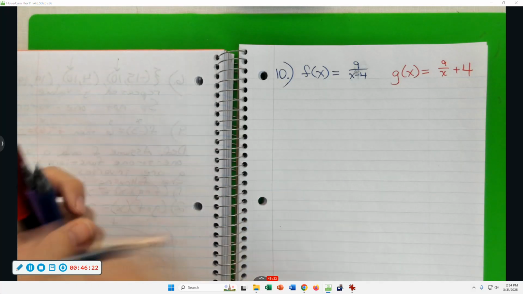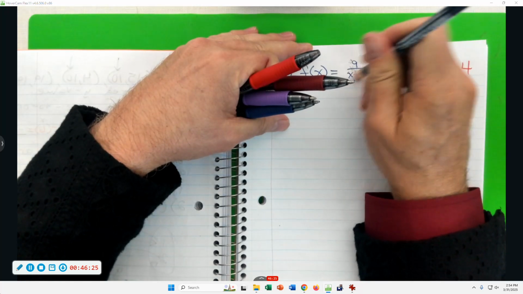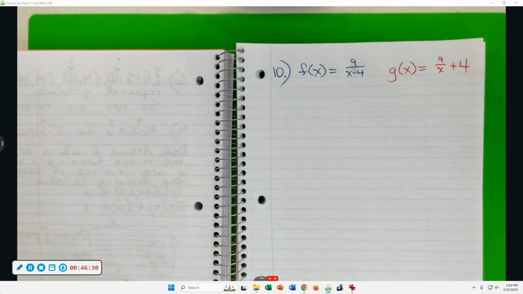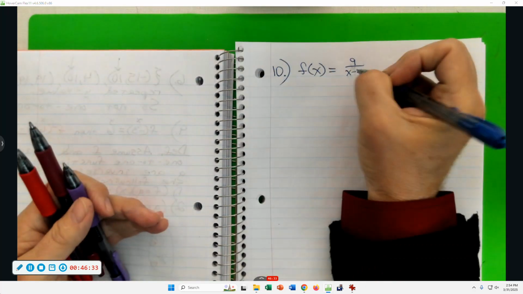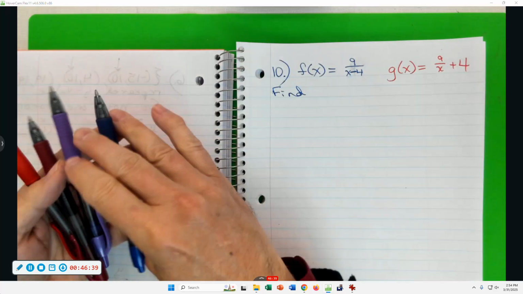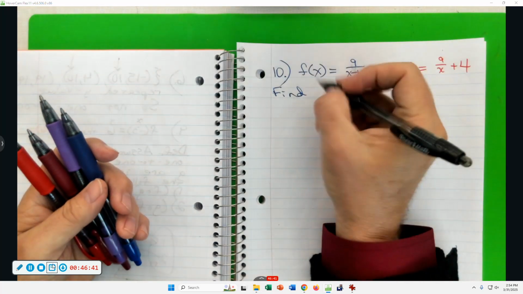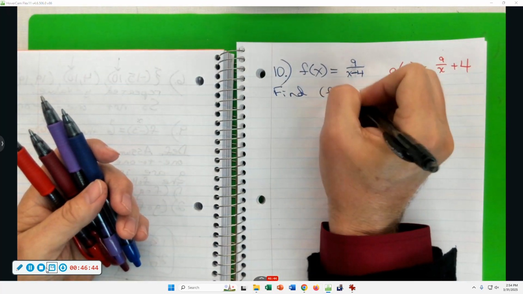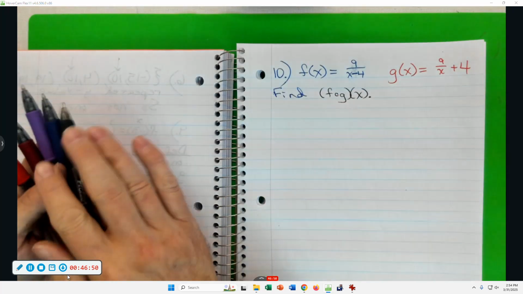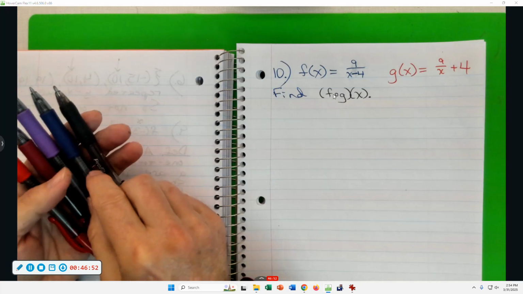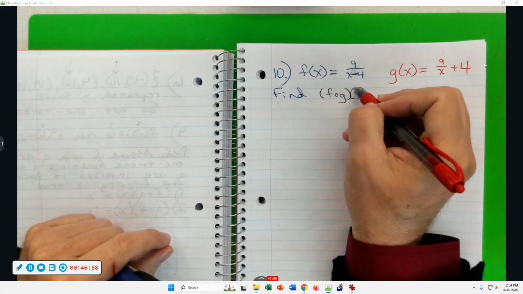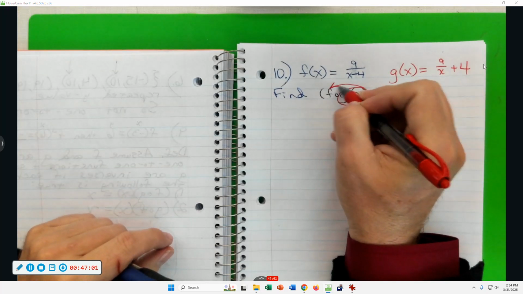Can y'all read that? Am I smearing it? It's 9 over x minus 4. Okay. We're going to do two things. First thing we'll do is find f composed with g of x. Y'all remember that f composed with g of x? F composed with g of x says take g of x and plug it into f.